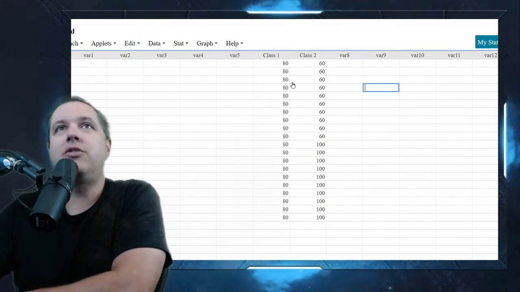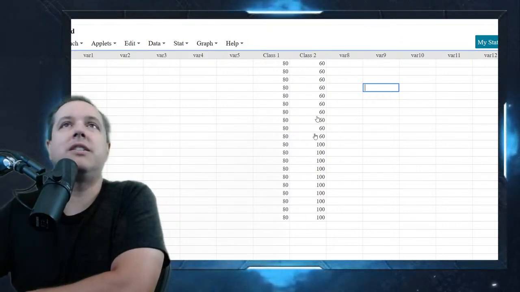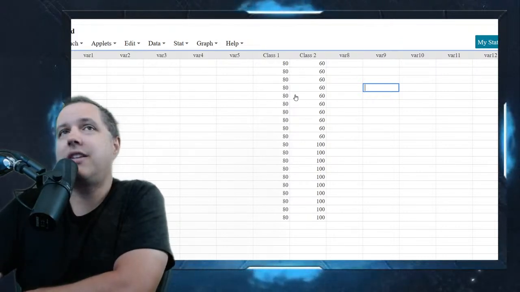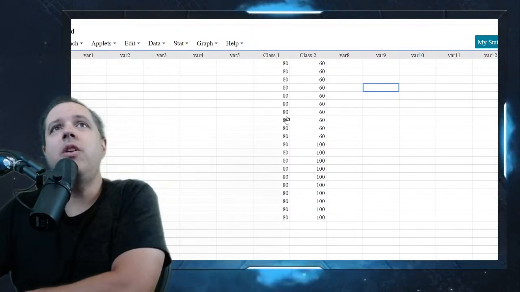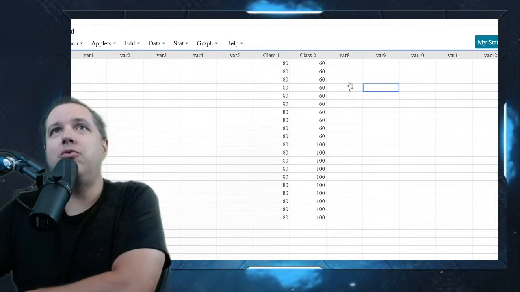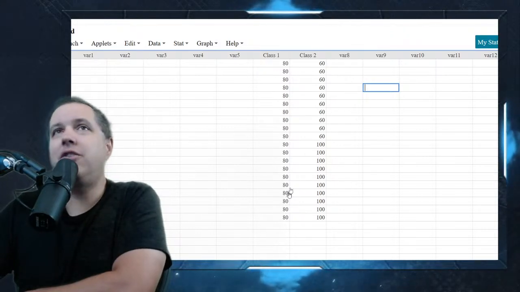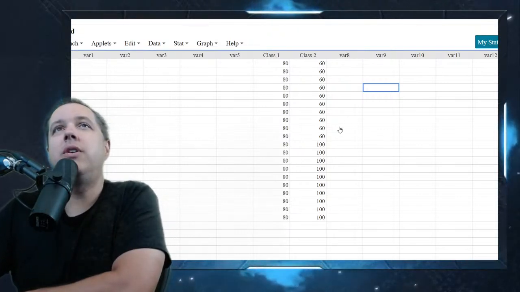Where are they at? These two classes have a very different understanding of statistics, or whatever the class is that this hypothetical test is taking place in. We'll just say statistics. Here, everyone understands the material decently. Over here, half the class understands it really poorly. Half the class understands it really, really well. Okay, well, that's kind of weird.